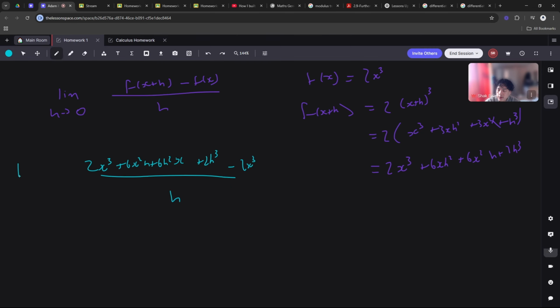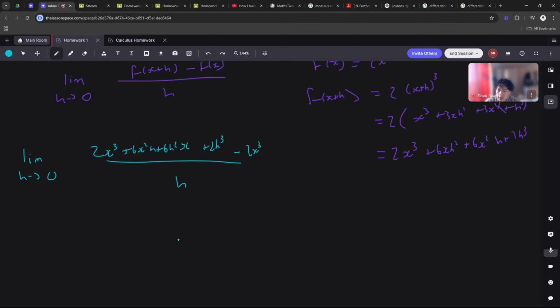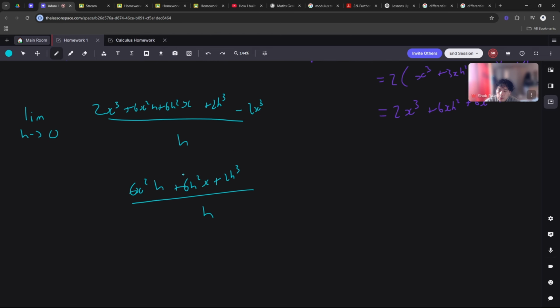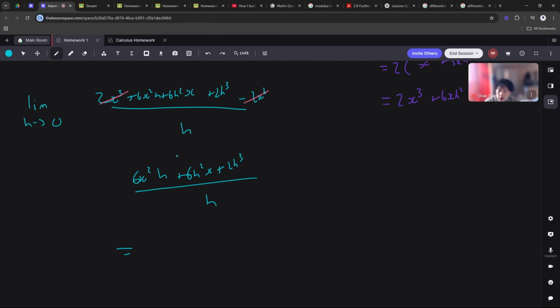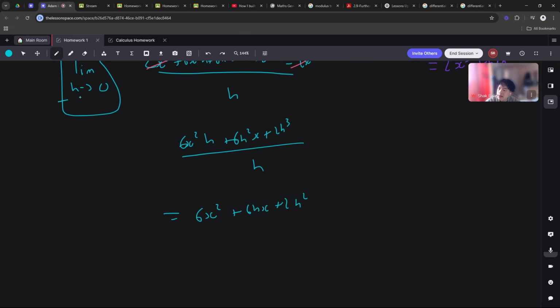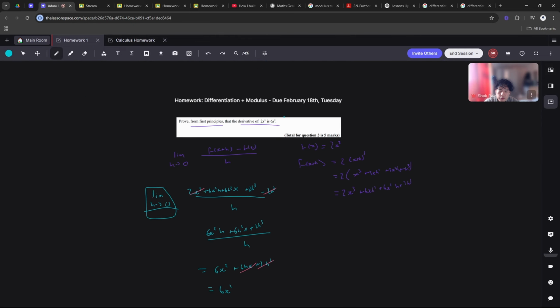And that's for the limit as h approaches 0. So what does that equal? Well, the 2x cubed cancel out, so we get left with 6x squared h plus 6h squared x plus 2h cubed over h. But then from there, because this and this cancel out, we just divide by h. So we have 6x squared plus 6hx plus 2h squared. Okay, and then within the limit, as h approaches 0, we can just treat that as 0. So all the h values cancel out, and we just get left with 6x squared, which is what the differential was earlier.